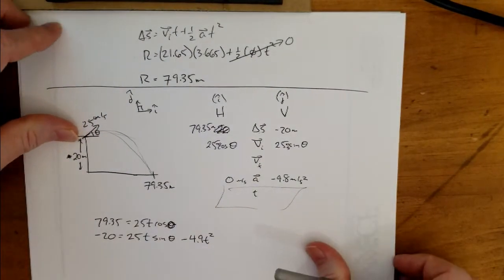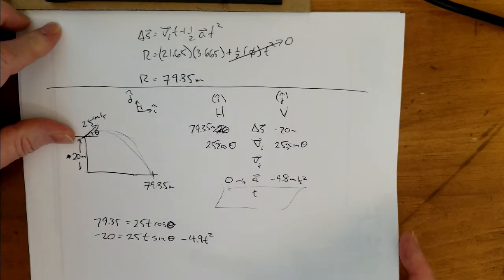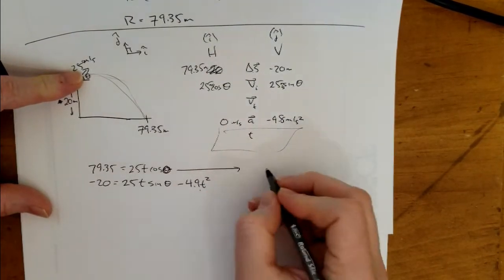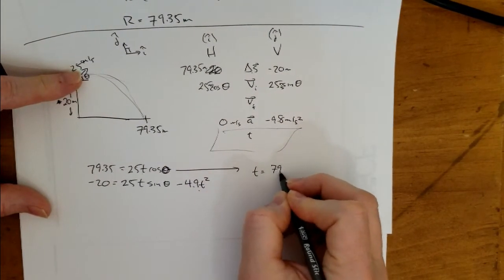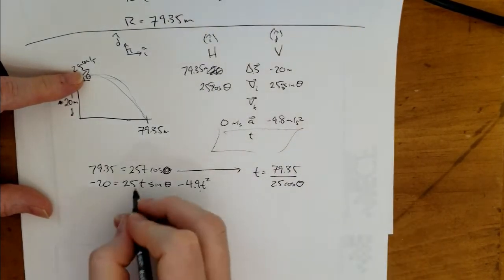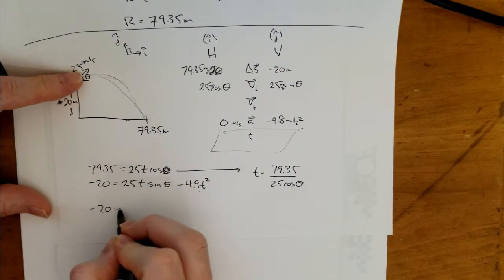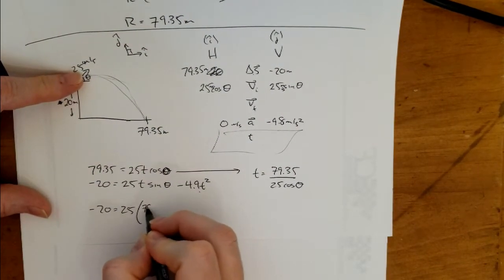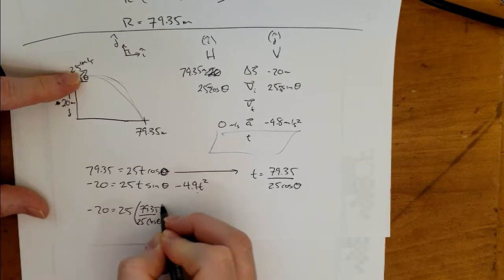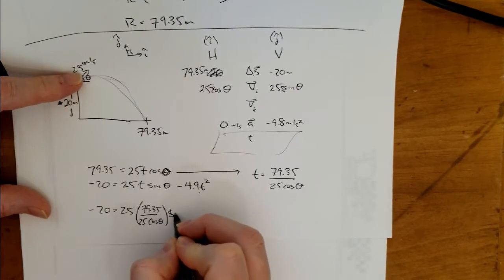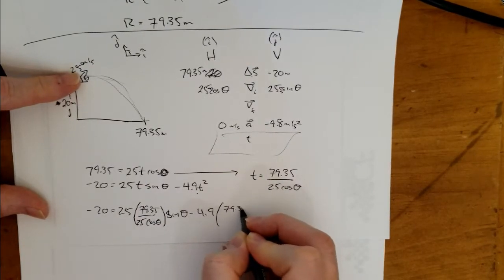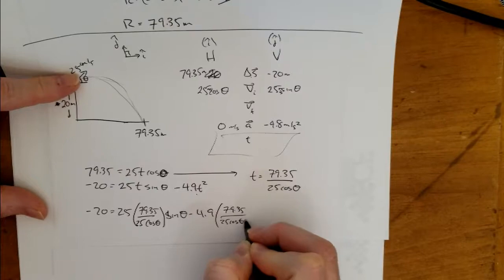So we have two equations, two unknowns. This is solvable. It's not necessarily nicely solvable, but it's still solvable. How do we approach it? What I'm going to do is solve for time in this equation right here. So time is 79.35 over 25 cosine theta. Plugging into the second equation, I have negative 20 equals 25 times 79.35 over 25 cosine of theta times sine of theta minus 4.9 times 79.35 over 25 cosine of theta squared.